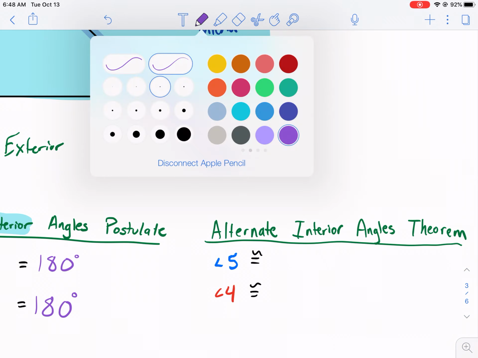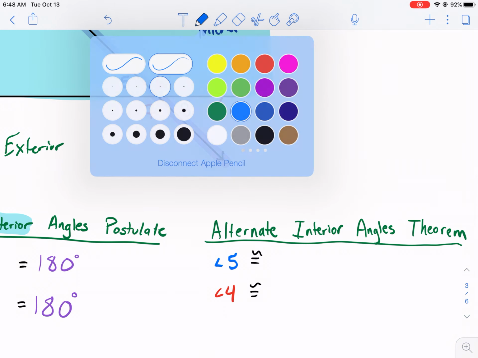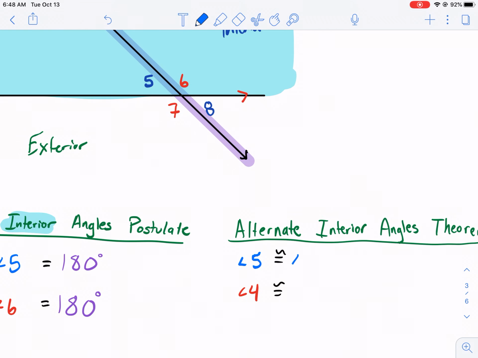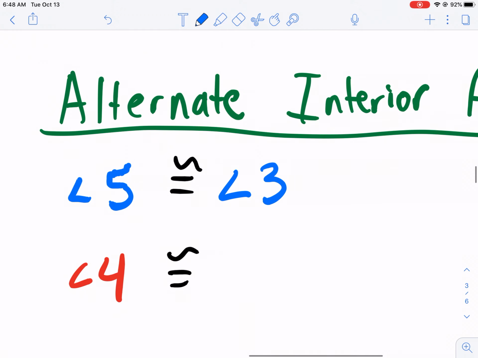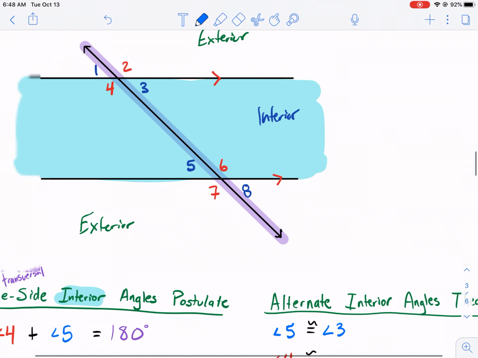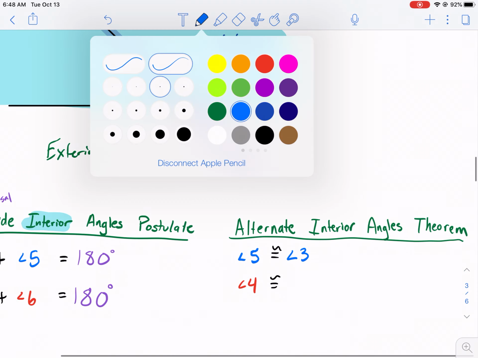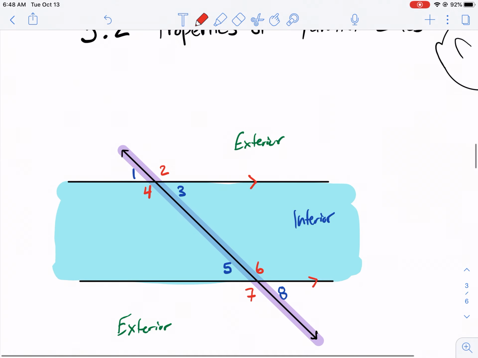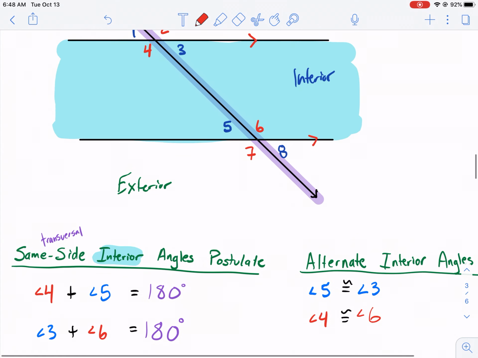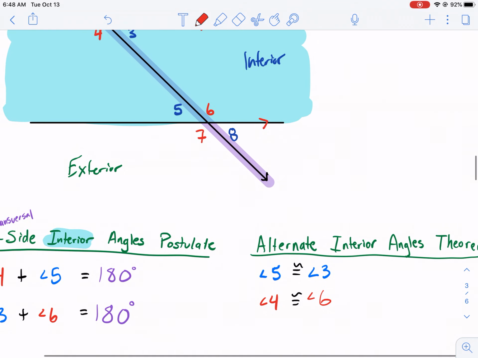So in this case, we're talking about angle 5 and angle 3 are alternate interior. They're the same color, but one thing you'll notice is they're also congruent angles. That's important. They are congruent angles. They are equal to each other. If 5 is 40 degrees, then 3 is also 40 degrees. If 4 is, what does it look like, 120, then angle 6 is 120, okay? So that's something important to keep in mind, alternate interior.